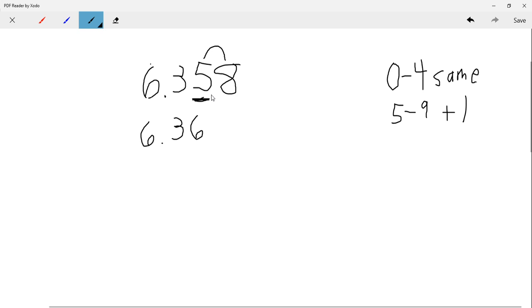Okay, so basically rounding after the decimal is pretty much exactly the same as rounding whole numbers. The only real difference is you don't need to add the zeros afterwards. So as long as you know how to round whole numbers, it's pretty easy to round the decimals.